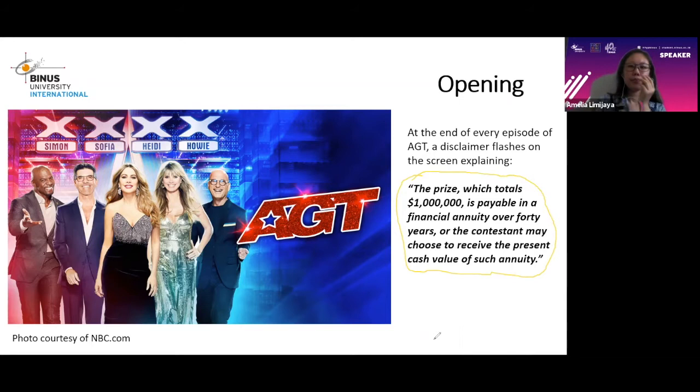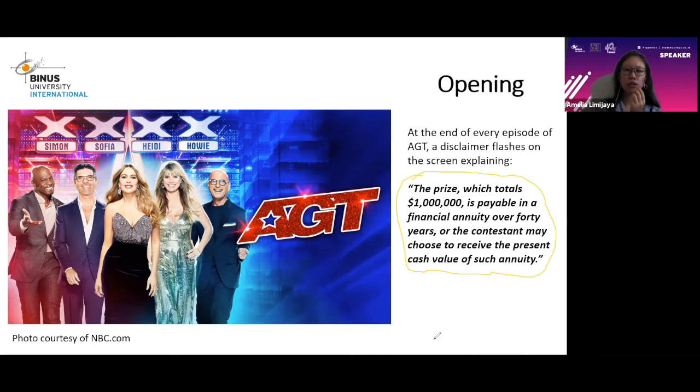The prize money, because at the end of the season we will have a winner. The prize for the winner, the total prize is $1 million. Okay, $1 million, how many rupiah is it now? Anybody aware of the exchange rate?